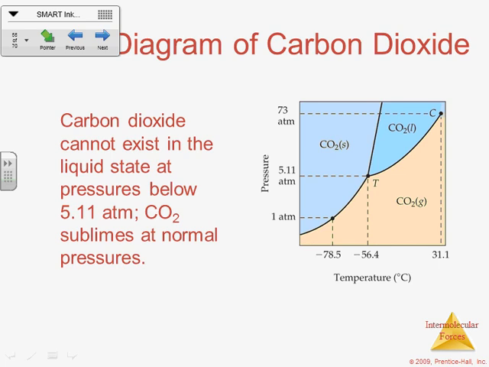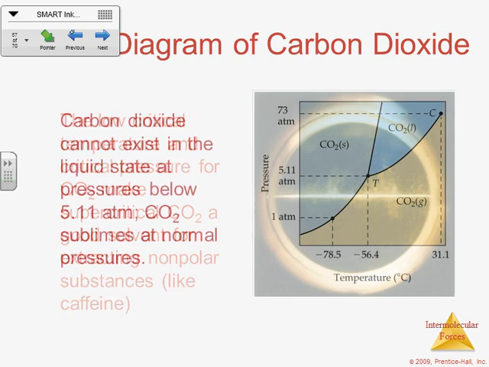Carbon dioxide. The interesting thing about carbon dioxide is at normal pressures, it goes directly from a solid to a gas. So at 1 atmosphere of pressure, notice here, it skips the liquid phase completely. The only way to get carbon dioxide to liquefy is to get it above 5.11 atmospheres of pressure. So if you have like 10 atmospheres of pressure, you could get it into the liquid state for a little while before it progressed on to the gas phase.